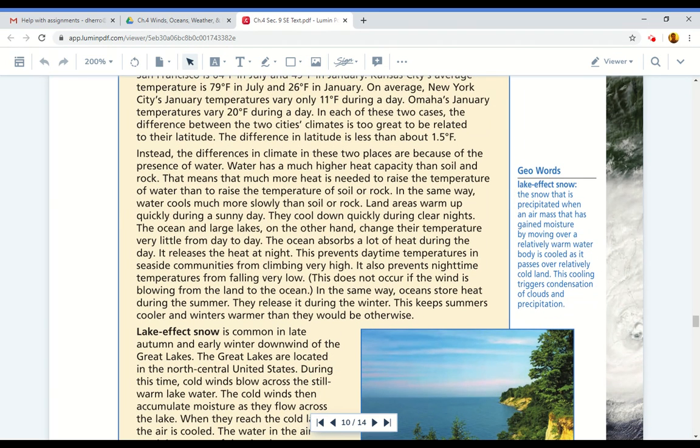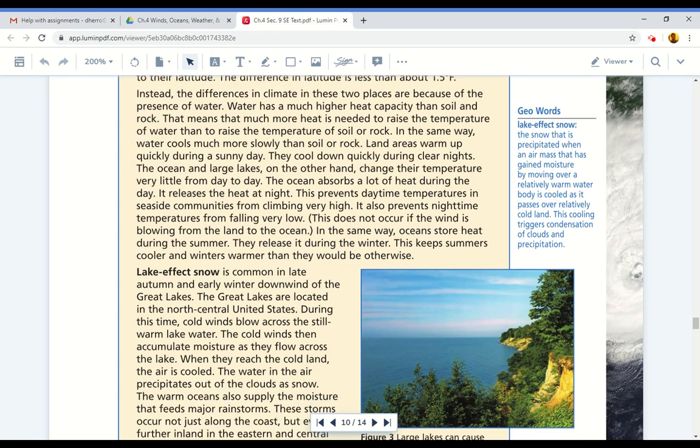On average, New York City's January temperatures vary only 11 degrees Fahrenheit during a day. Omaha's January temperatures vary 20 degrees Fahrenheit during a day. In each of these two cases, the difference between the two cities' climates is too great to be related to their latitude. The difference in latitude is less than about 1.5 degrees. Instead, the differences in climate in these two places are because of the presence of water.